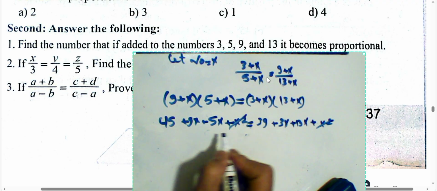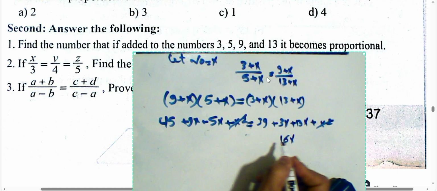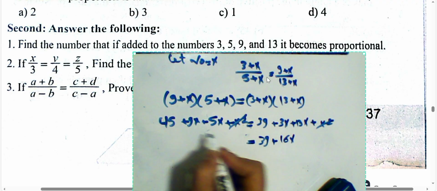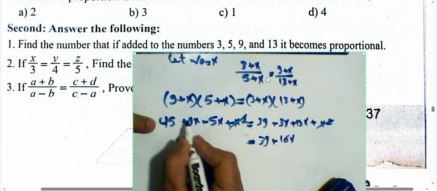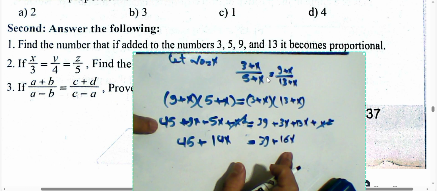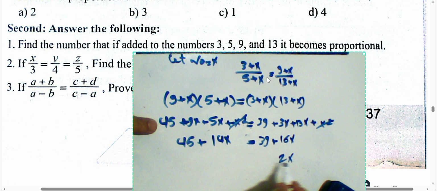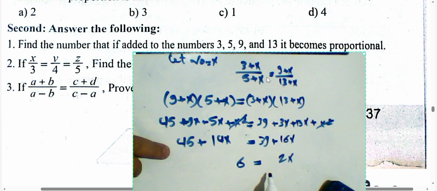Cancel. 13x plus 3x equals 16x. 45 plus 9x plus 5x, it will be 14x. 16x minus 14x equals 2x. 45 minus 39 equals 6. Then the number here will be 3.